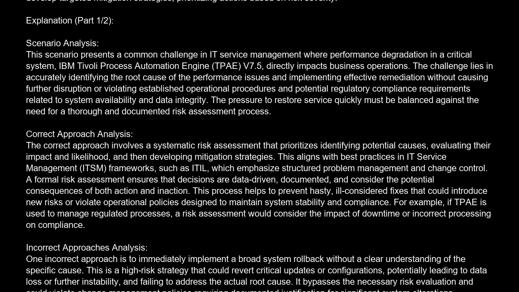The correct answer is C. Initiate a comprehensive risk assessment to identify potential root causes, evaluate their impact and likelihood, and develop targeted mitigation strategies, prioritizing actions based on risk severity.